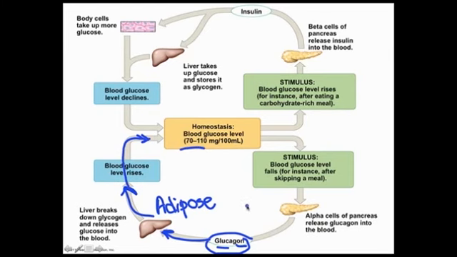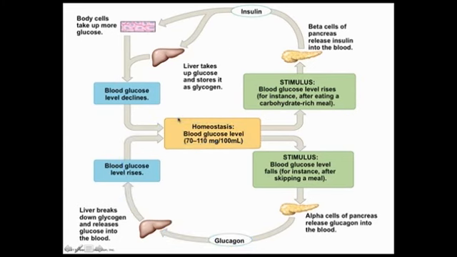So we release glucagon when we are low in blood glucose, and we release insulin when we have high levels of blood glucose. And so together, these two help regulate the swings in the drops and the rises of our blood glucose level to keep us at that homeostatic condition.